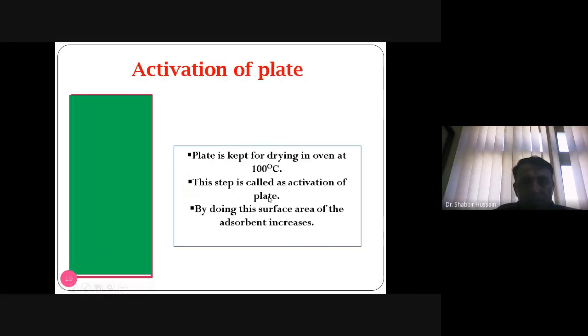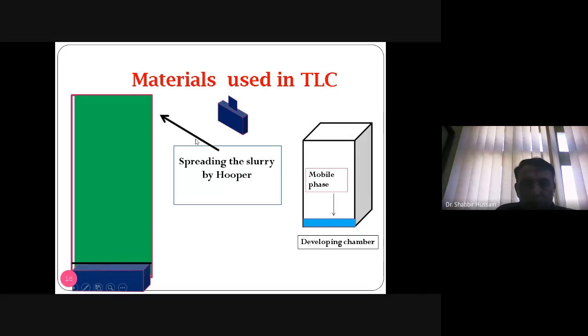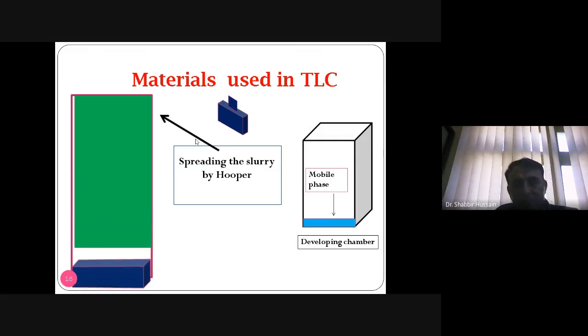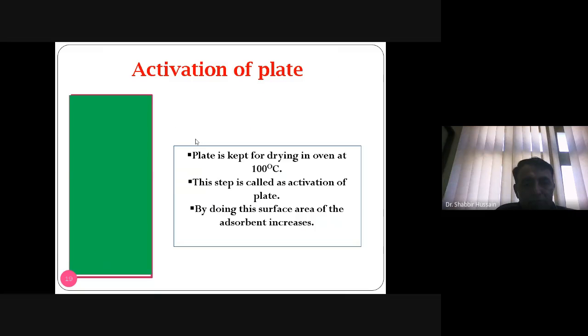Right now, activation of the plate is important. If you prepare the plate on your own like this, you need to activate it before using it for separation. How will you activate this plate? It is kept for drying in an oven at 100 degrees centigrade, right? This step is called activation of the plate. Why are we trying to activate the plate? What is the purpose of activation? By doing this, the surface area of the adsorbent increases, right?